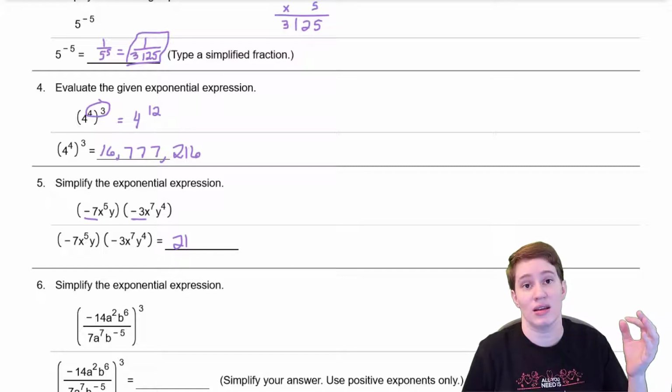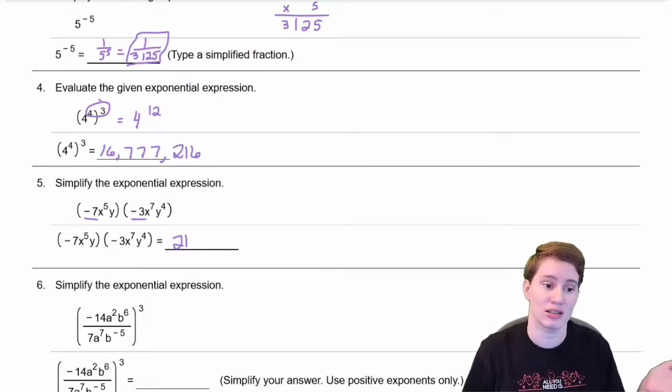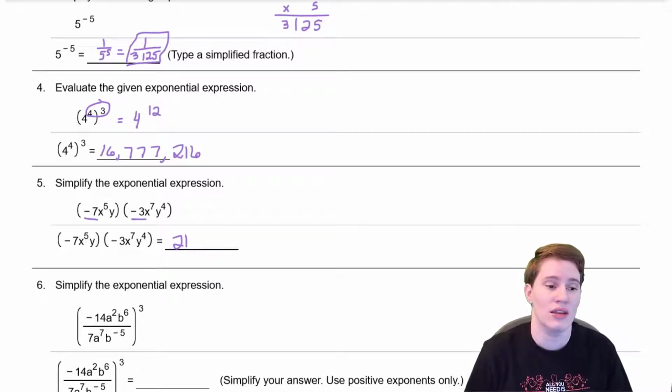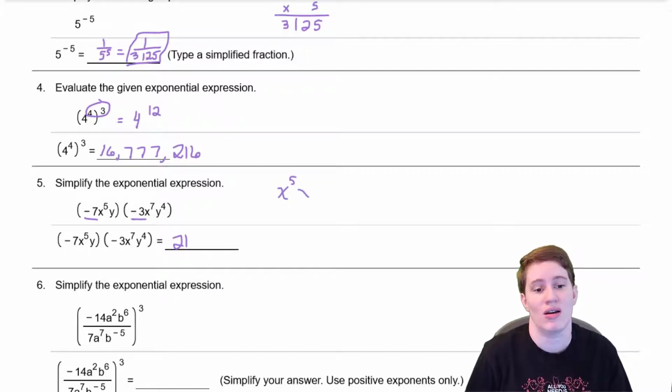And then we look at the x's and we say, okay, I've got an x to the 5th and an x to the 7th. What can I make those be together? This is where we add our exponents, because if I have x to the 5th, we're saying we have x 5 times. If I have x to the 7th, I have x 7 times. And so together, that means I have 5 plus 7, which is 12. And I do the same thing with the y's.